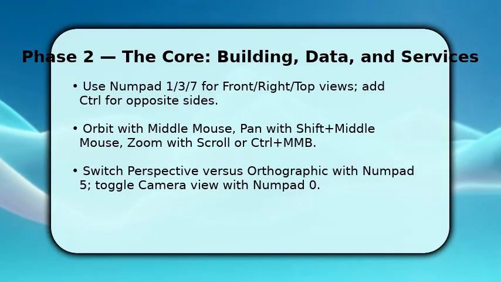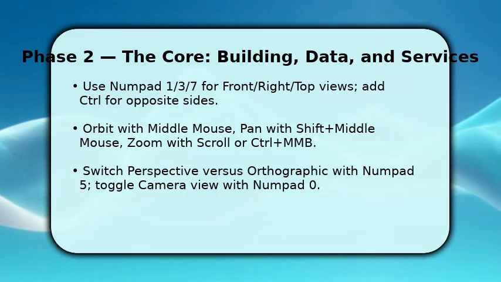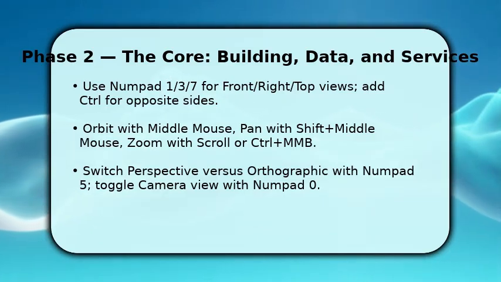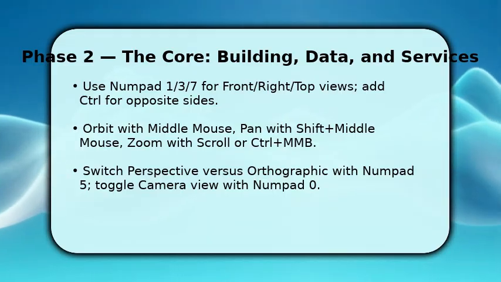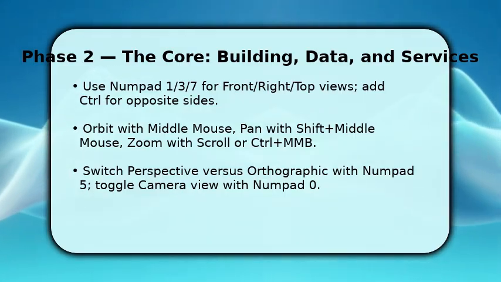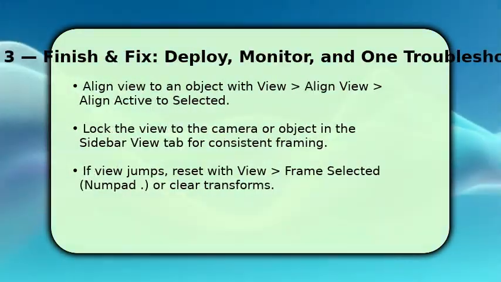Use numpad 1, 3, 7 to jump to precise axes and add Control to get the opposite side. Toggle between perspective and orthographic with numpad 5 and press numpad 0 to enter camera view. Finish by aligning and locking the view so your framing stays consistent.